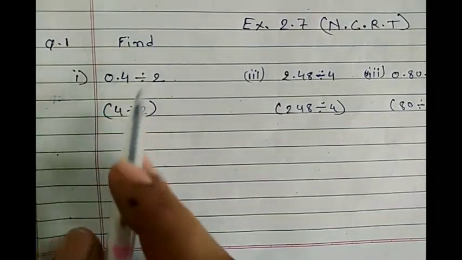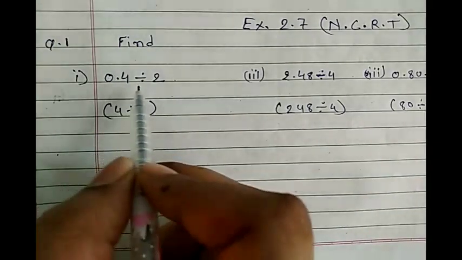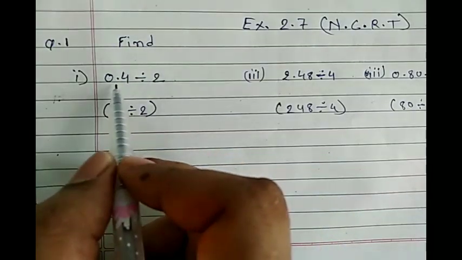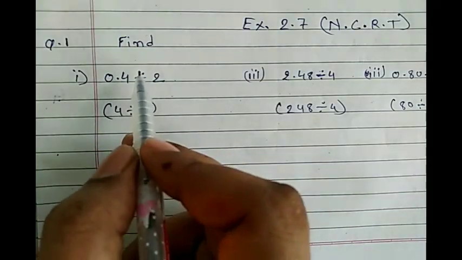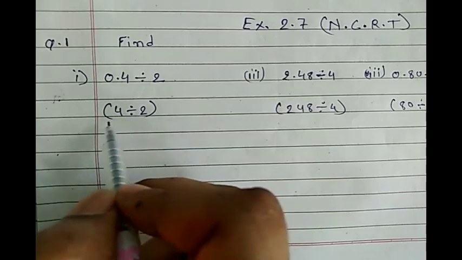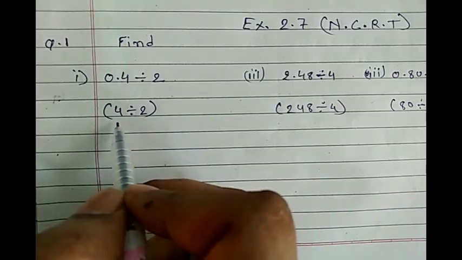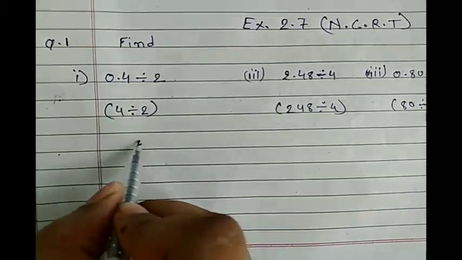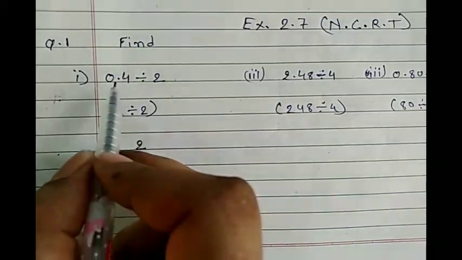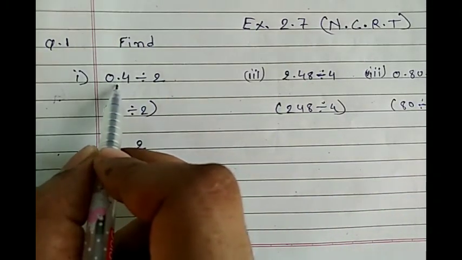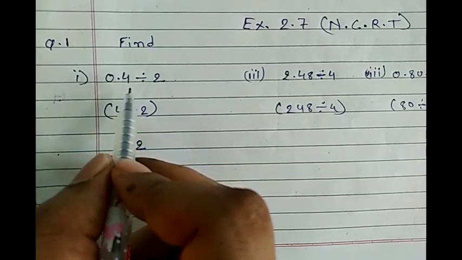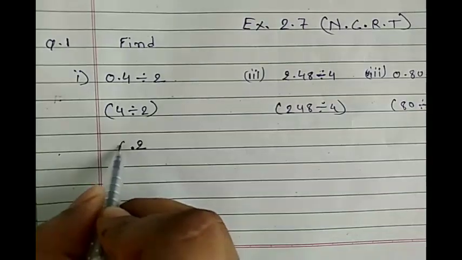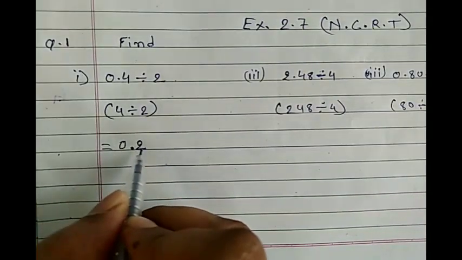Question number 1, find 0.4 divided by 2. The first thing, ignore the decimal, so we get 4 divided by 2. Do the division after ignoring the decimal, so we get 4 divided by 2, we get 2. There is one digit after the decimal in the question, so we need a single digit after the decimal. So we put the decimal right over here and a 0, so we get the answer 0.2.